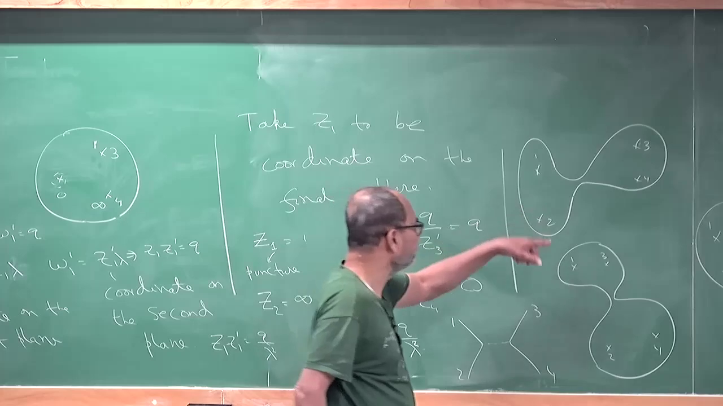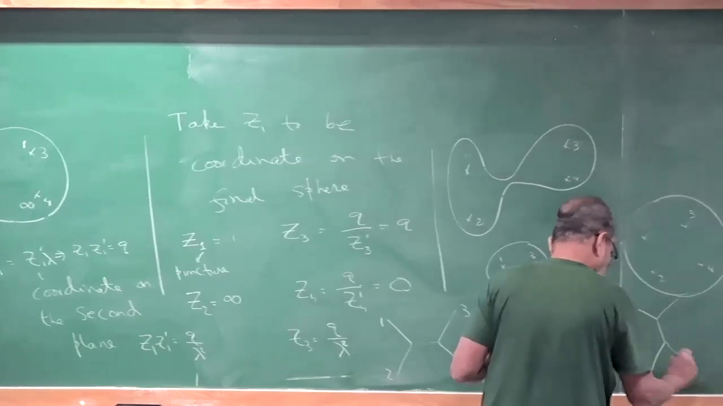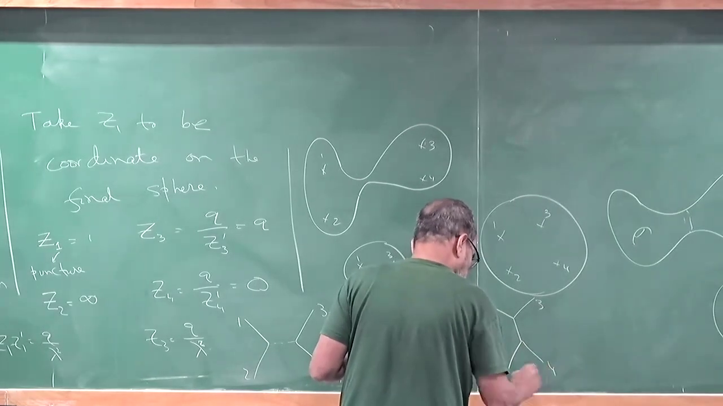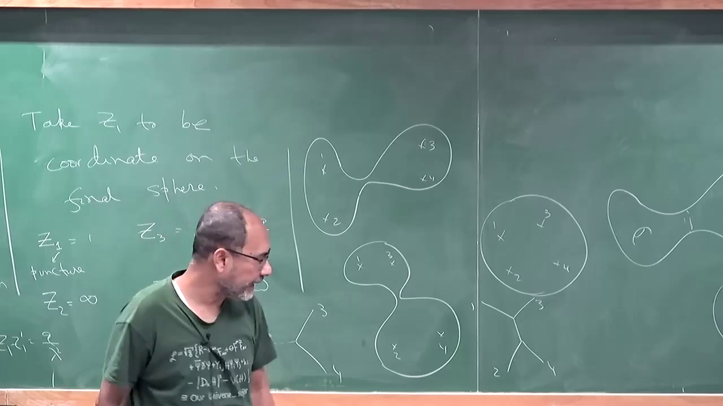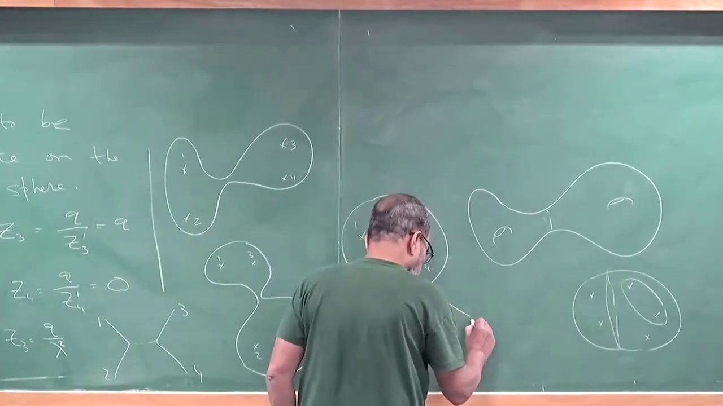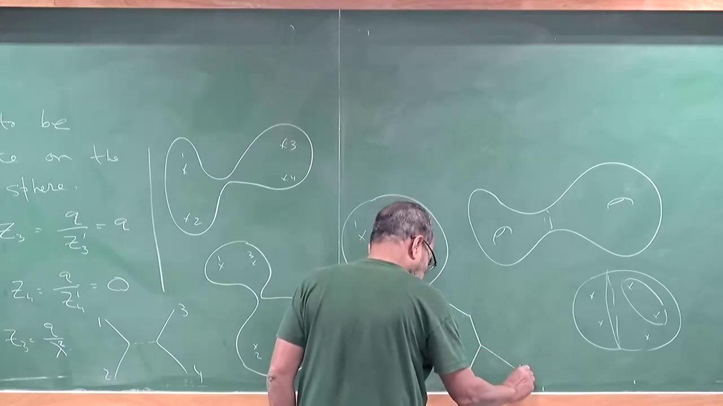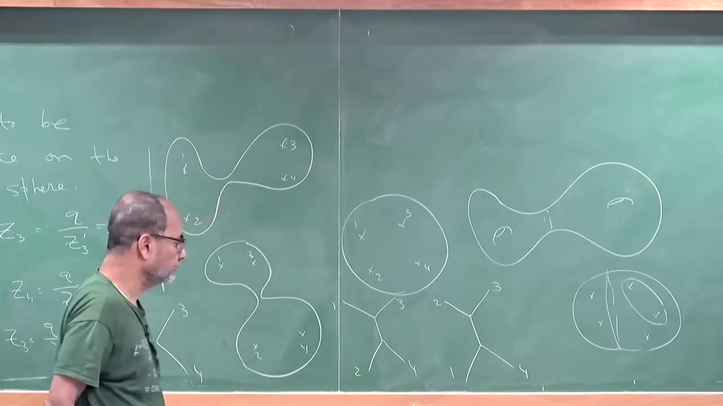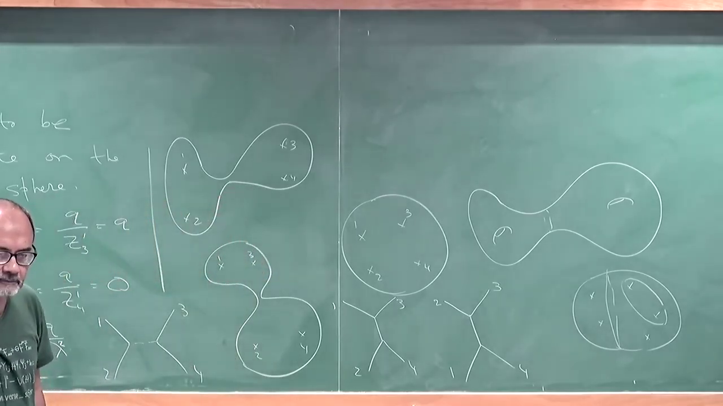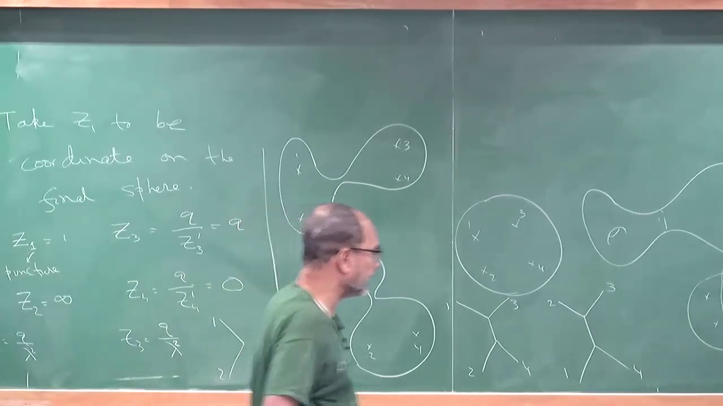Similarly, this one will correspond to 1, 3, 2, 4. So S, T and U channel diagram. So there is another diagram which is like this: 1 to 4, 2 to 3. So each of these will correspond to some region of the moduli space. And then whatever is left, you interpret this as the contact term.